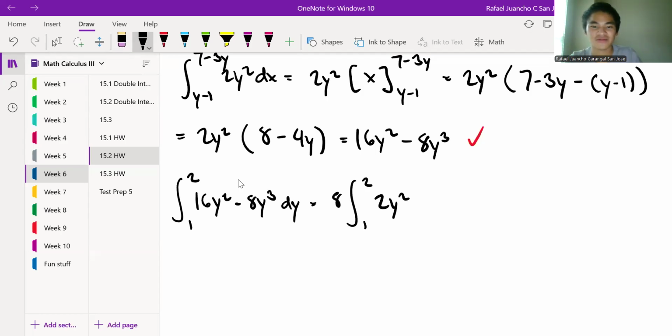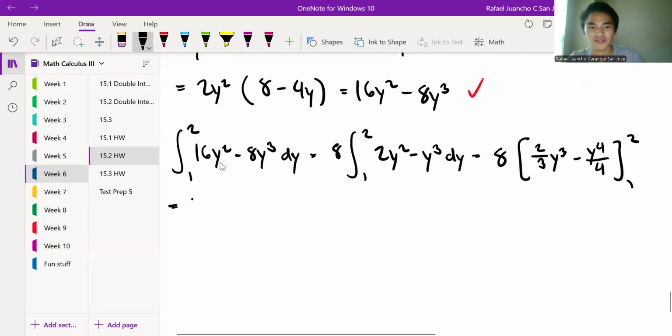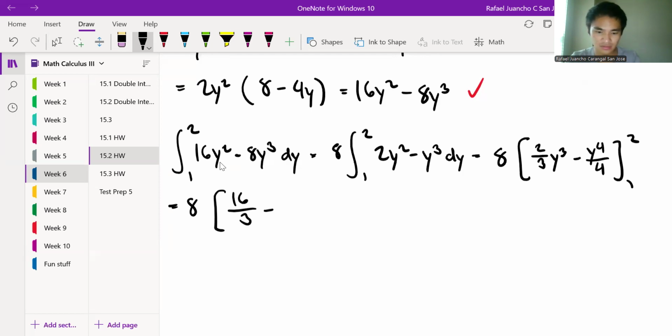So I'm left with 2y squared minus y cubed dy. So here I'm left with 2/3 y cubed minus y fourth over 4, from 1 to 2. And this should give me some value. So 2 cubed is 8. 8 times 2 is 16/3 minus, this one's 2 to the 4th. That's 16. Oh, it's 4.